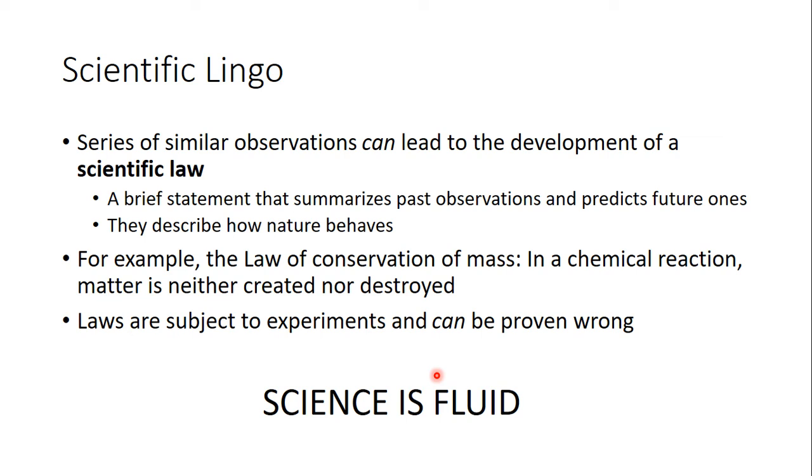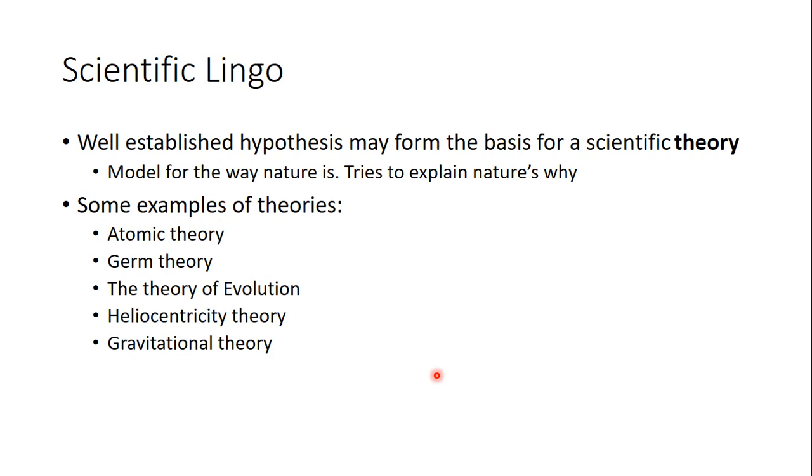One law is the law of conservation of mass that says mass cannot be created or destroyed. And this is just a law. Every time we do an experiment, we know we cannot create or destroy matter. We don't know why that is because of that law. We just know that is a fact. And laws, like all of science, are subject to different experimentations and can be proven wrong. Now, we have scientific laws.